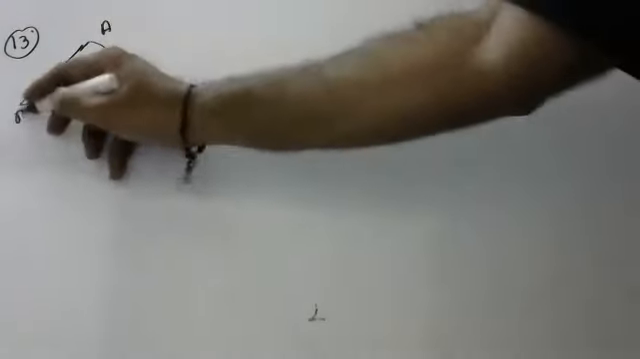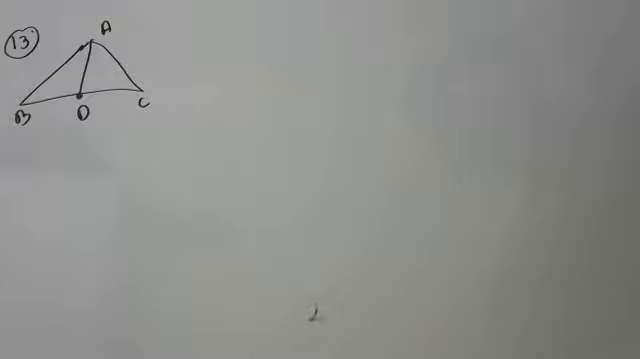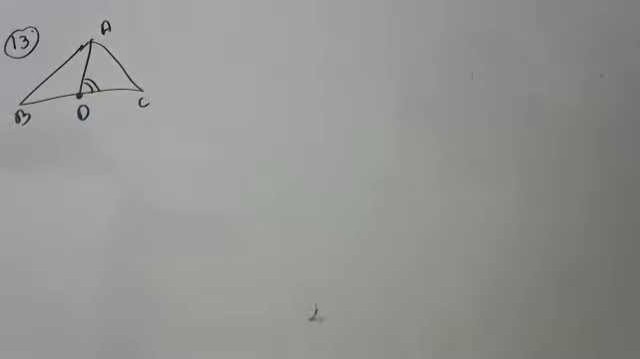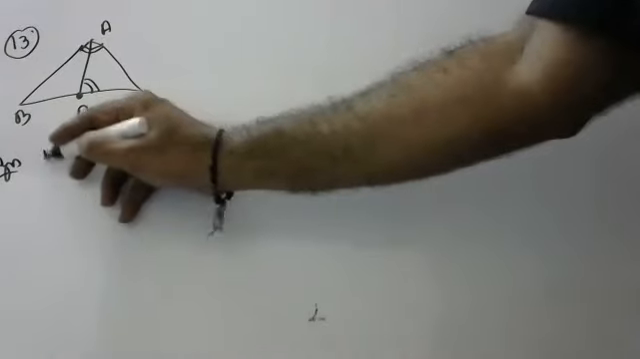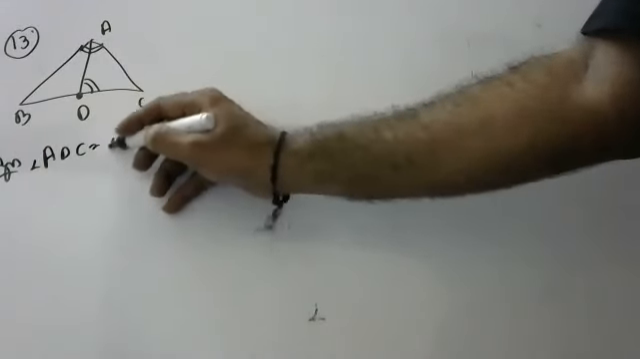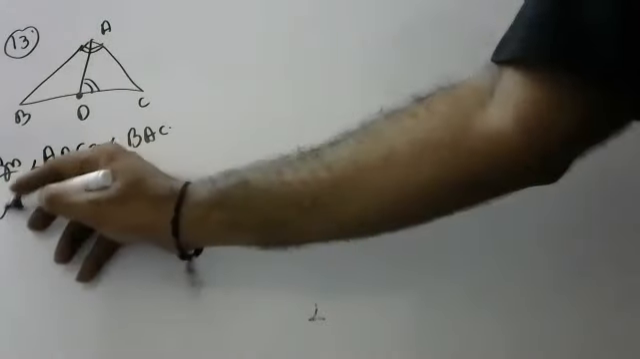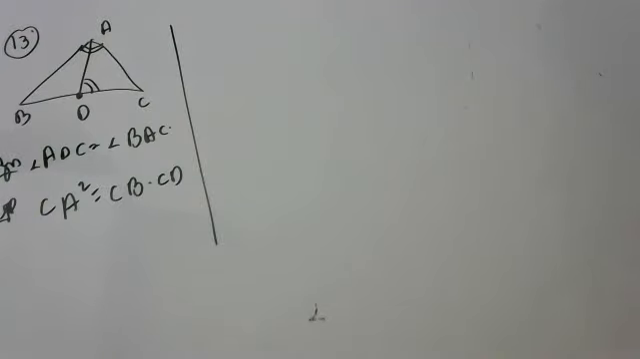13th sum. D is a point on side BC of a triangle ABC. There is a triangle ABC. D is a point on BC of triangle ABC such that angle ADC is equal to angle BAC. What is given, children? Angle ADC is equal to angle BAC. What is required to prove? CA square is equal to CB into CD. We have a very, very simple sum, children. Please concentrate.